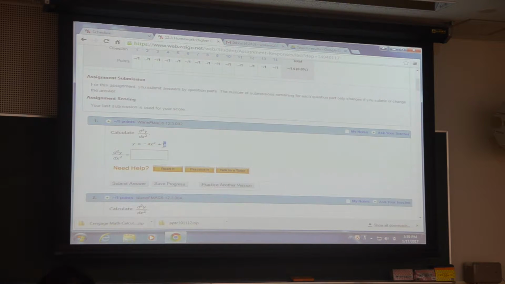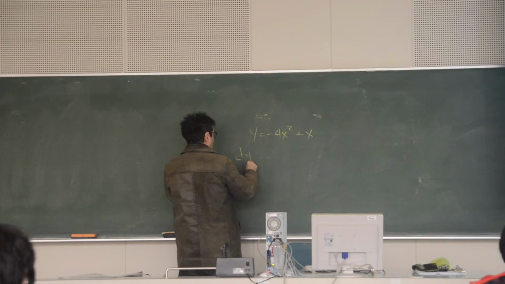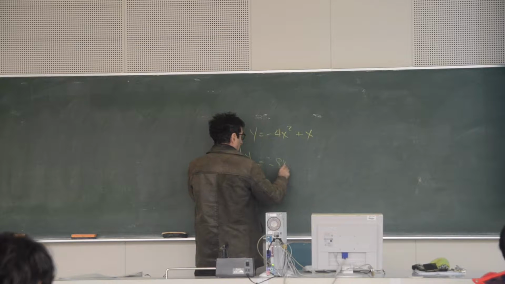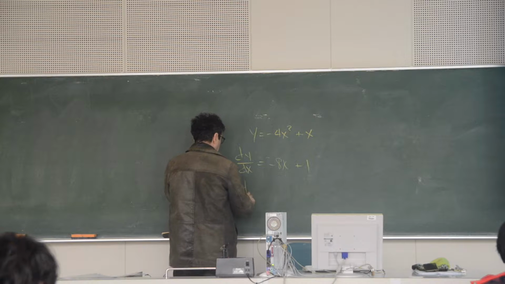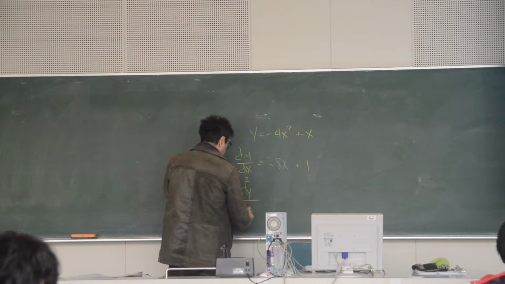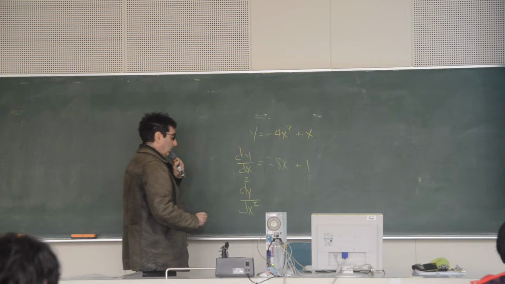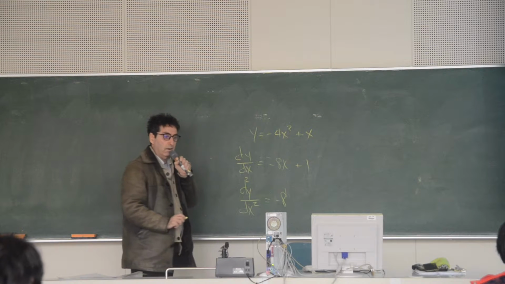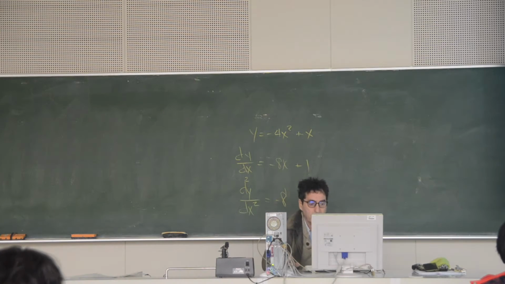So it says y equals minus 4x squared plus x. And it says first dy dx is what? Minus 8x plus 1. And then the derivative of that means we write it like that. That's the notation for the second derivative. The derivative of this is minus 8. Okay? Okay. About the next one.